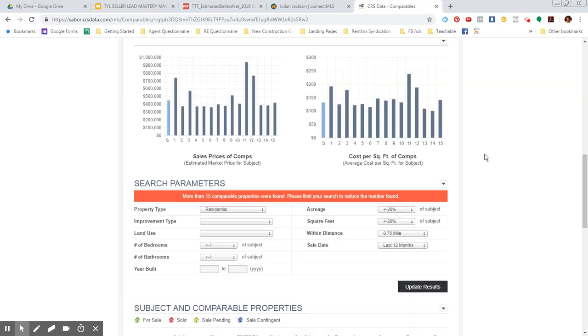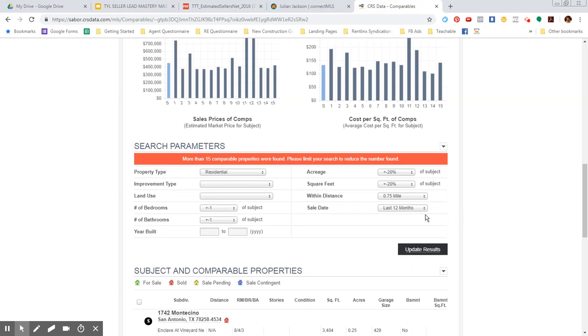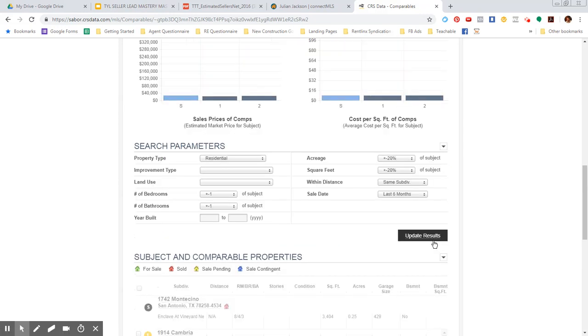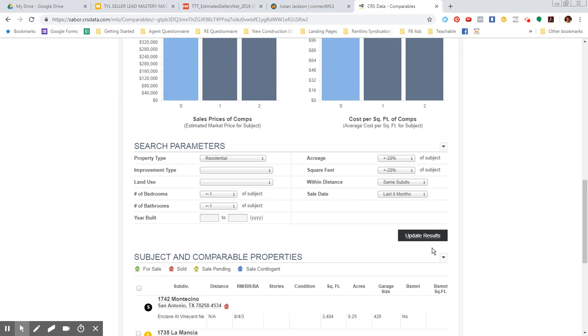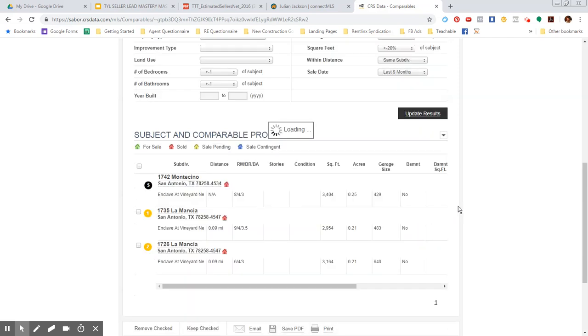So if you scroll down, at least with our system with Sabor, you basically want to do two things before you even get started. First off, make sure it's in the same subdivision, and then start with 6 months instead of 12. Because obviously the closer together they are, the more likely they're going to be in the same neighborhoods with the same type of floor plans by the same builder. The more things they have in common, the more alike the properties are, the more accurate the CMA is going to be. I don't like what I see at 6 months, so I'm going to go to 9.